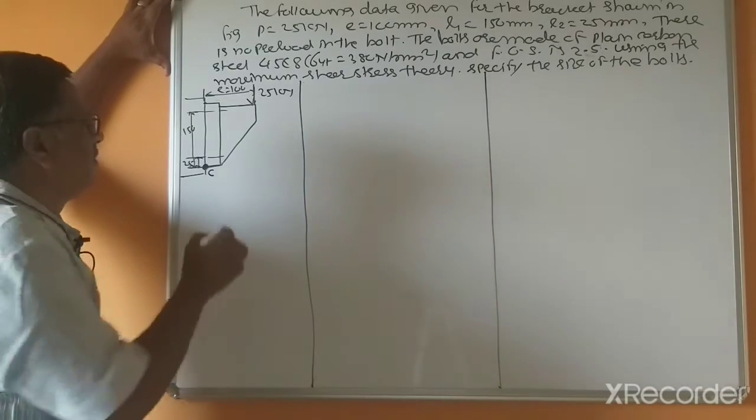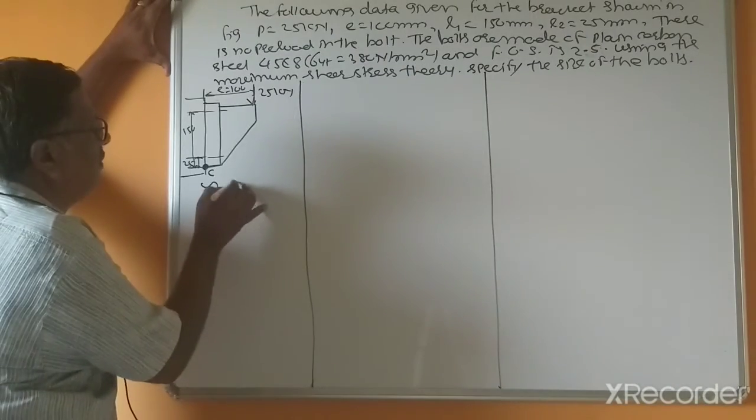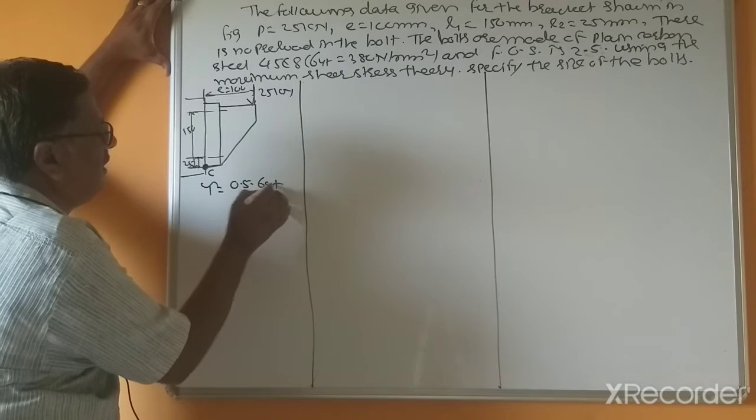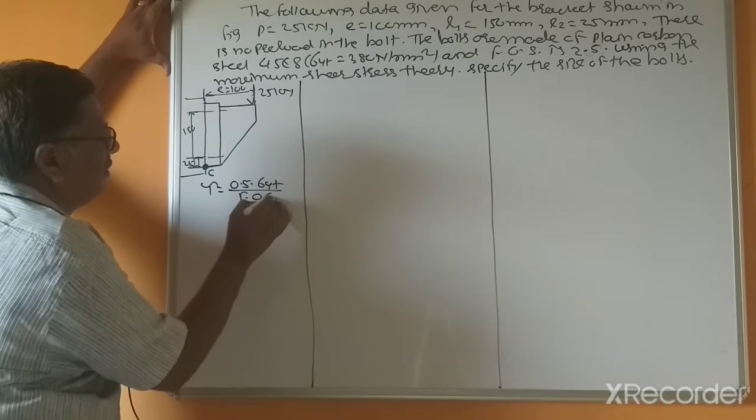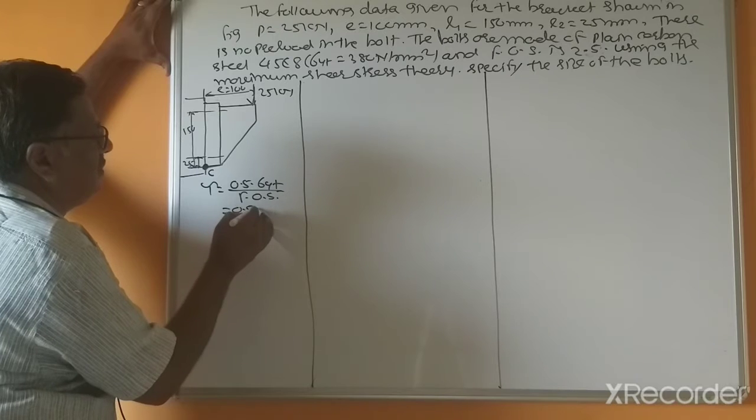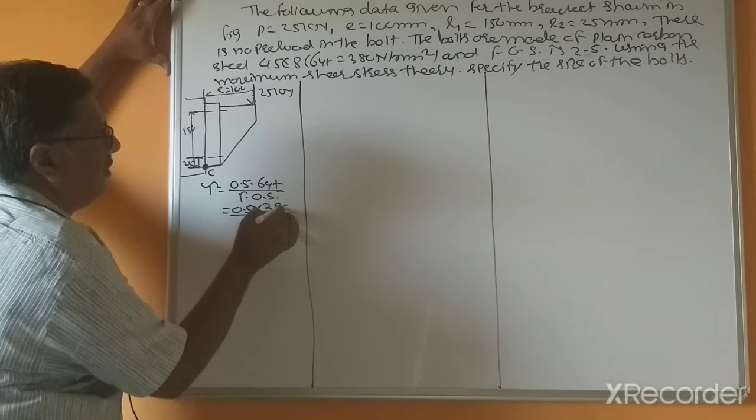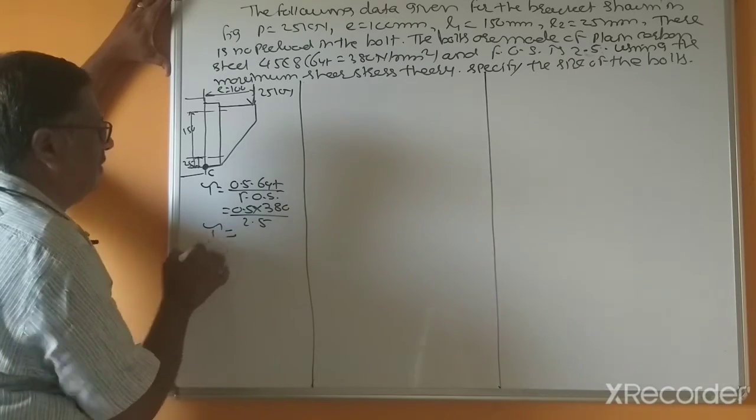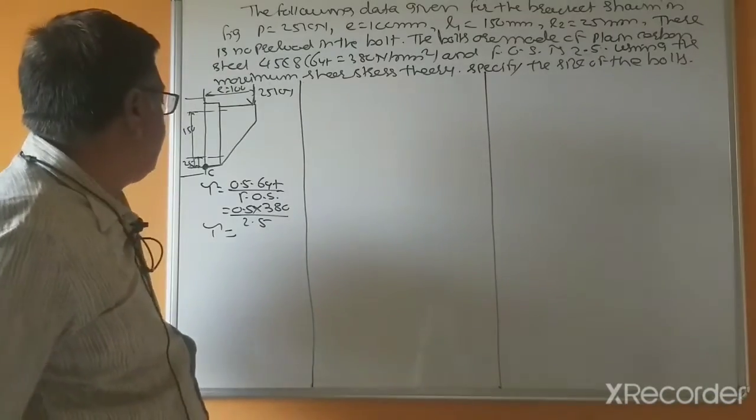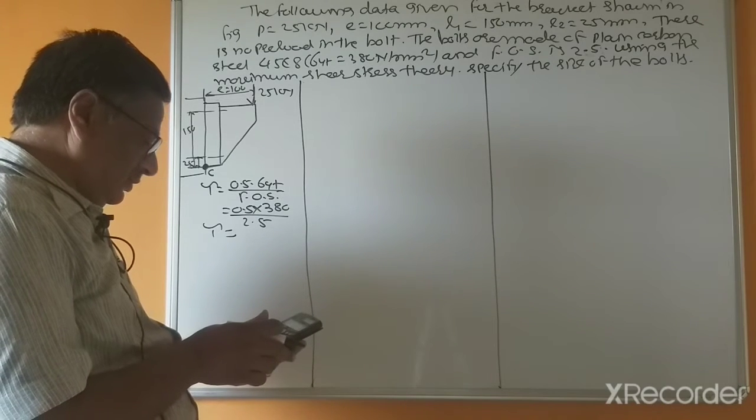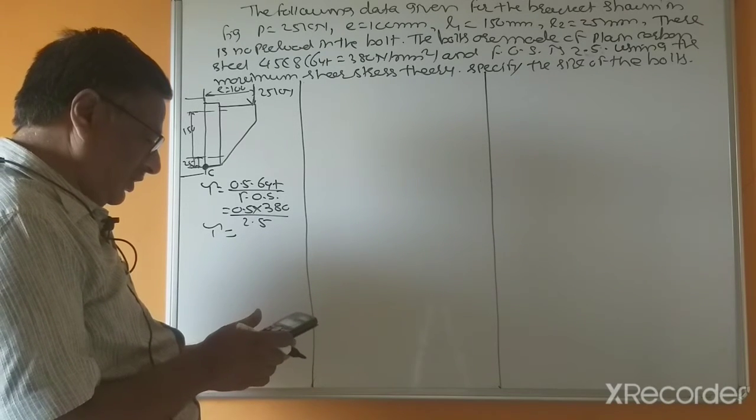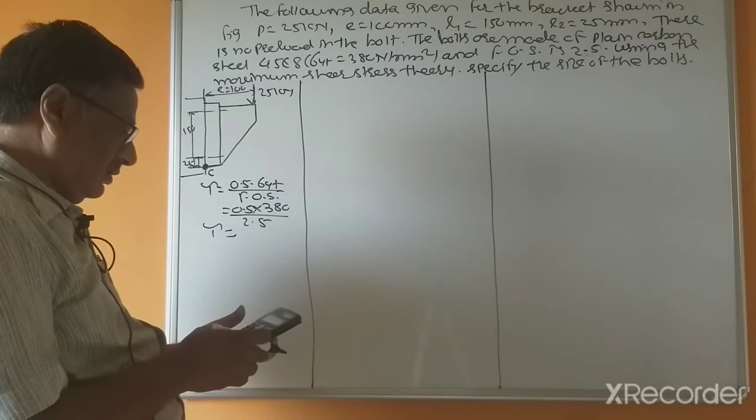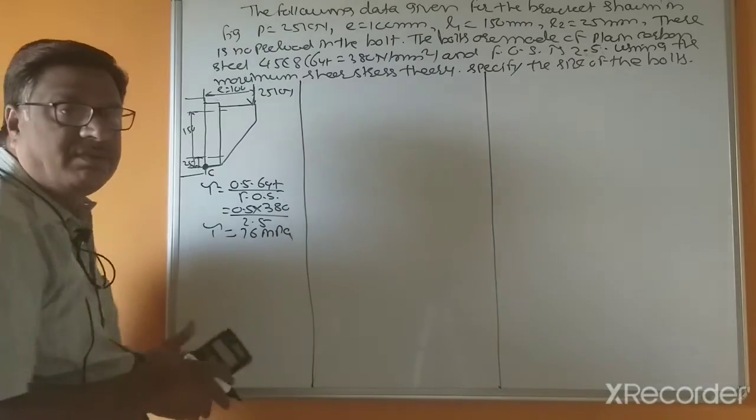So in this case, maximum shear stress theory. We have to calculate tau equal to 0.5 into sigma yt divided by factor of safety. 0.5 into 380 divided by 2.5, tau equal to 190 divided by 2.5. I think 76. Right, this is 76 megapascal.